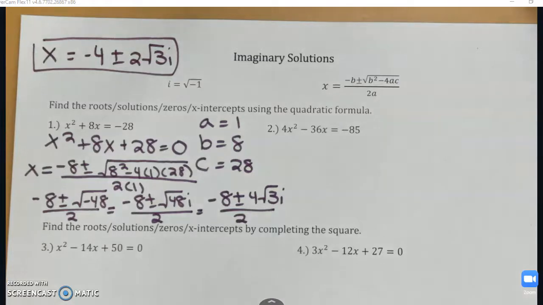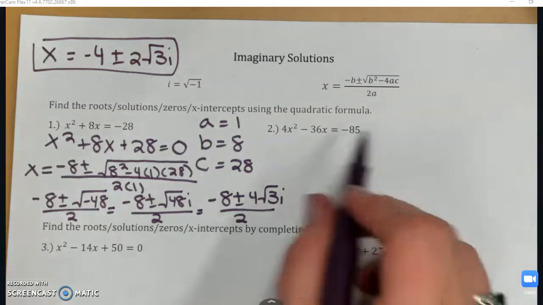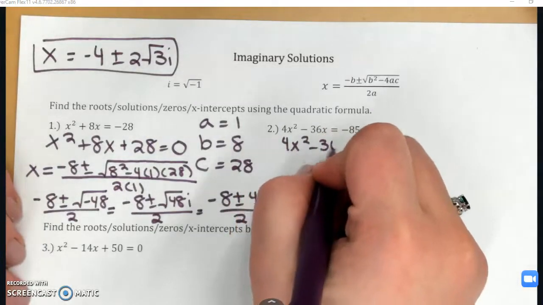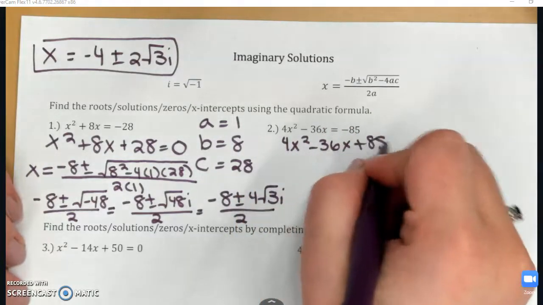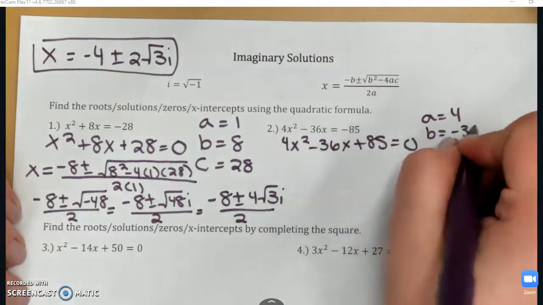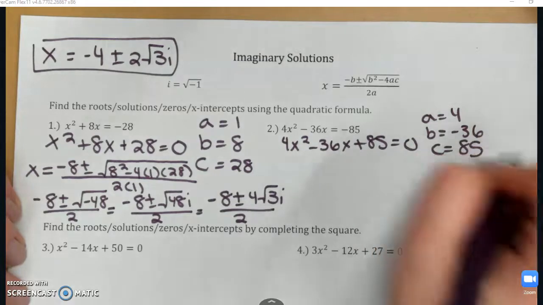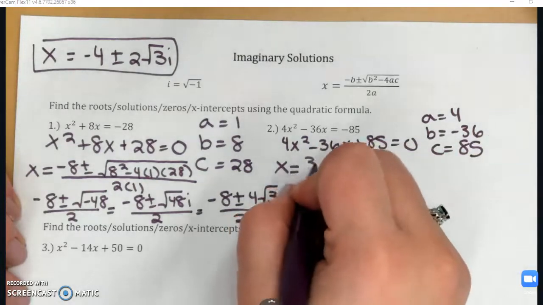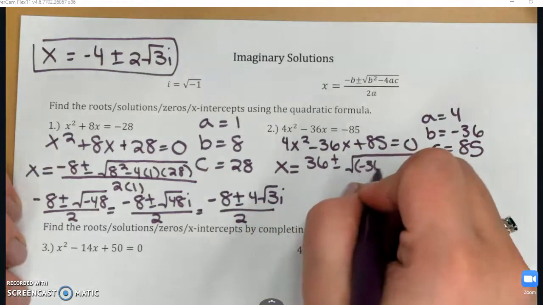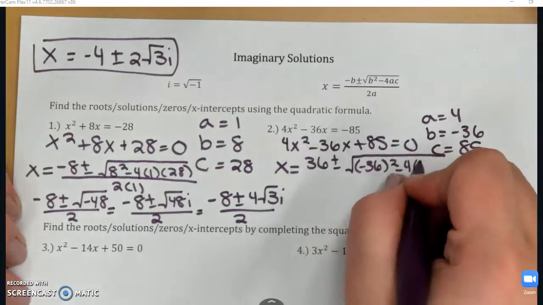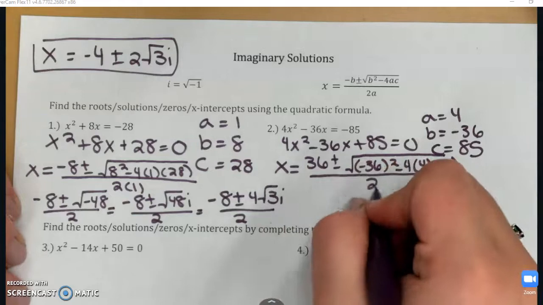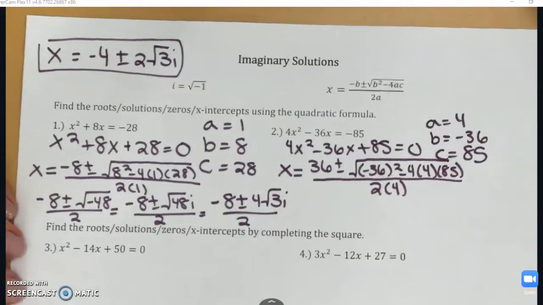All right, same process on number 2. I want to use quadratic formula, which means I need standard form. So I'm going to move the 85 over. And now I can identify a is 4, b is -36, c is 85. So x is 36 plus or minus the square root of -36 squared minus 4 times 85, all of that over 2 times 4.